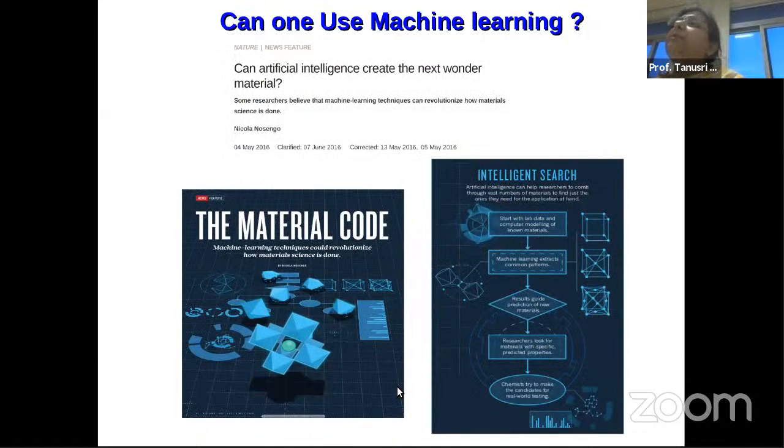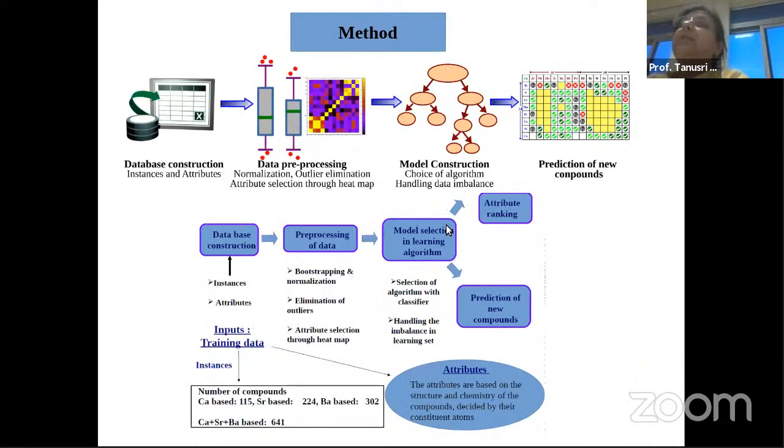So can one use machine learning for this purpose? Of course, this is jargon which has been used quite often in recent times, but I think there is some potential in this method if used appropriately in conjunction with other methods. That's a Nature article which actually poses this question: can artificial intelligence create the next wonder material? Well, the method is the following.